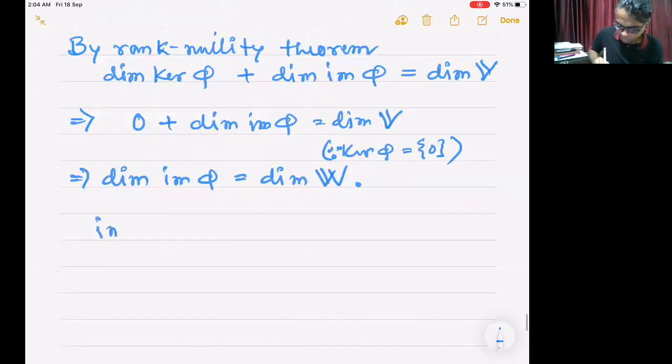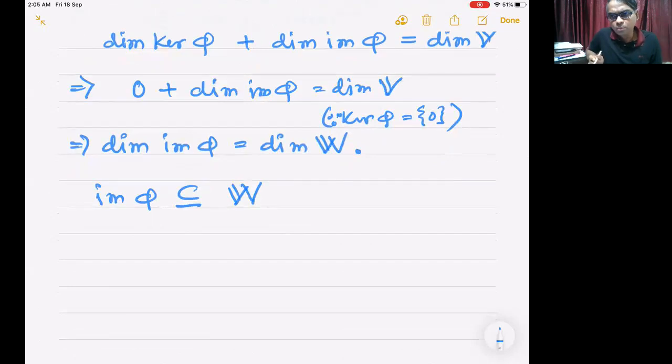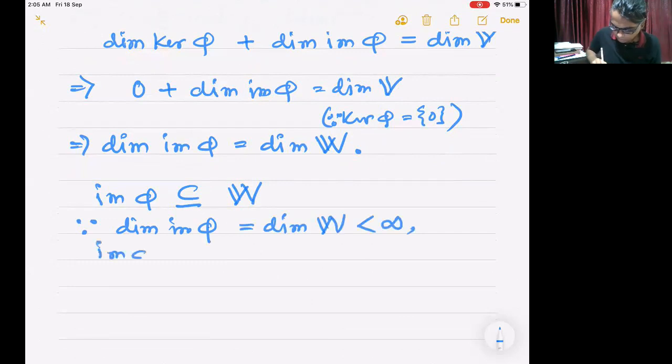I have image of phi, which is a subspace of W, right? Can it be a proper subspace? We have already seen, go back to, I think, the 4th or 5th lecture, where we have shown that if there is a proper subspace of a finite dimensional vector space, its dimension must necessarily be strictly less than the dimension of the whole space. So image phi here, because the dimensions are equal, cannot be a proper subspace. So since dimension of image of phi is equal to dimension of W, which is finite, image phi must be equal to W. Otherwise, the dimension of image of phi would be strictly less than dimension of W. But this means phi is onto. And that is what we wanted to prove.